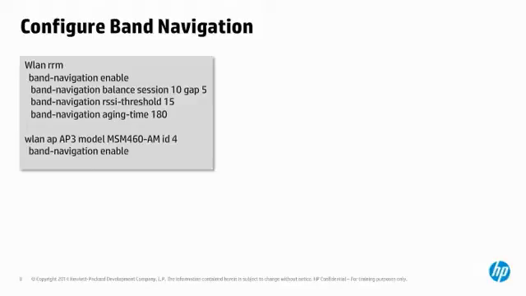First, enter the WLAN RRM configuration context, and then enable band navigation. In this example, the feature activates when there are at least 10 client sessions connected and a gap between 2.4 and 5 GHz of at least 5 sessions. The aforementioned RSSI threshold is set to 15, and the aging time is set to 180. With global parameters now set, you can enable the feature on the APs or AP groups of your choice.